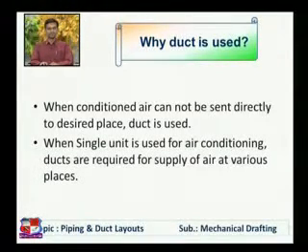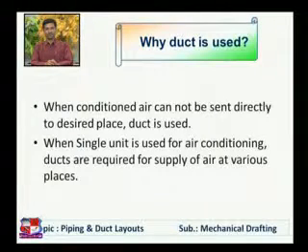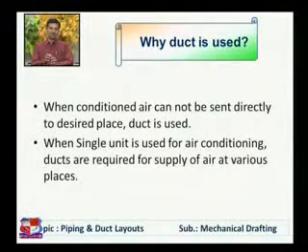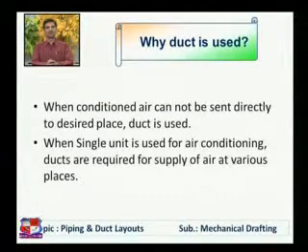When a single unit is used for all air conditioning, ducts are required for supply of air at various places. For example, 4 rooms are there and 1 air conditioner is there. The air conditioner has a higher tonnage capacity, so we can use 1 air conditioner and with the help of duct all these 4 rooms can be cooled, and all 4 ducts could be used in various rooms, and one air conditioner can cool 4 rooms with the help of duct. So that is the application of duct.